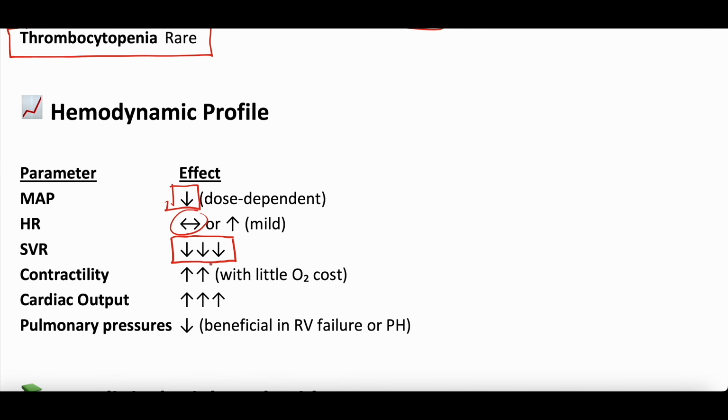It does increase contractility with little O2 cost, right? Because we said it does not increase myocardial oxygen demand that much, which is very different than a lot of our inotropes we have out there. Dobutamine, Milrinone, Epinephrine, all those can increase myocardial oxygen demand, but Levosimendan theoretically does not. So increasing cardiac contractility increases cardiac output, and it can decrease pulmonary pressures too, pulmonary vascular resistance, so it could be beneficial in RV failure or pulmonary hypertension.